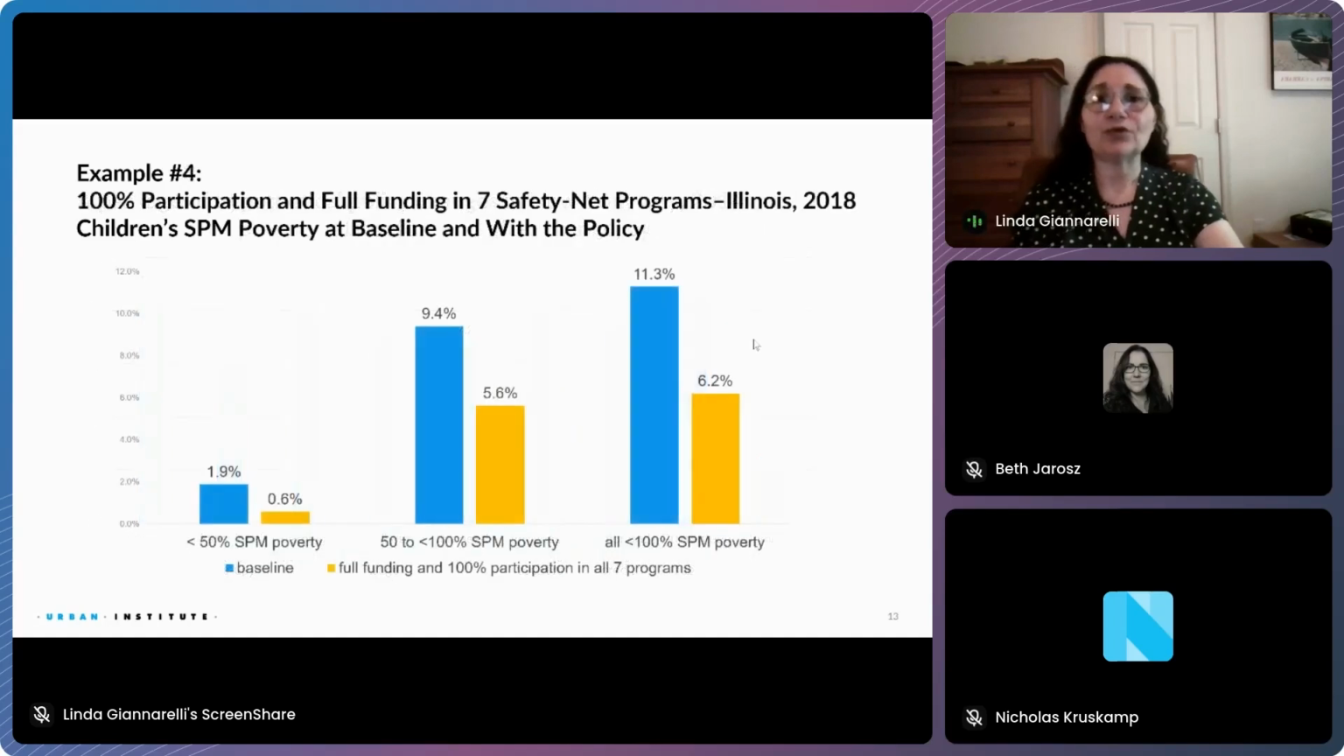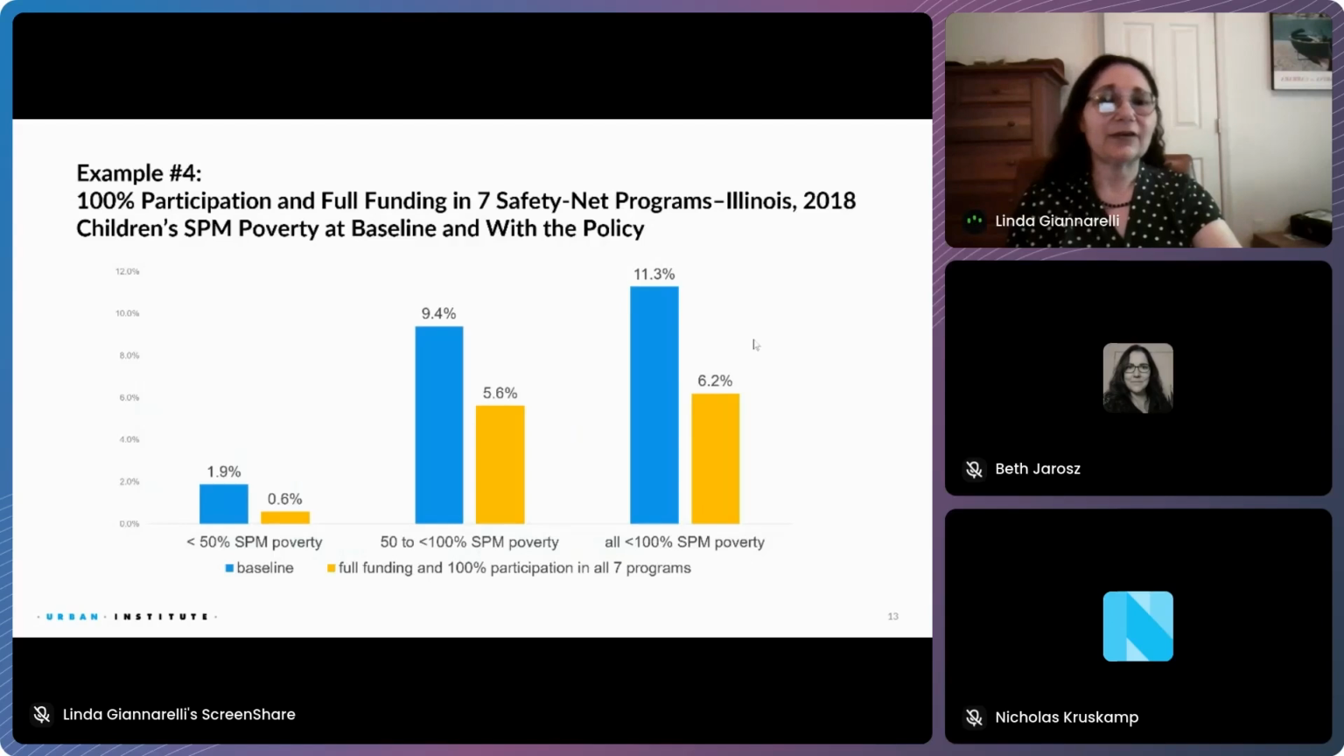Last example, our most recent one. One other reason for poverty is that there are many families who are eligible for various safety net programs who do not receive them, either because the programs are not fully funded or because the families don't apply. We did a thought experiment. What if there was 100% participation as well as full funding across 7 safety net programs in Illinois? What would happen to poverty as measured with the SPM rate?